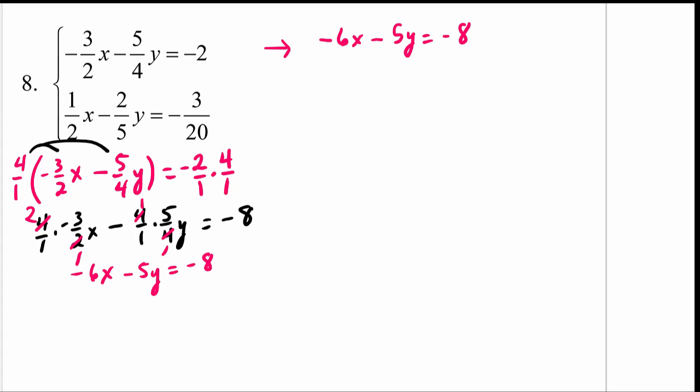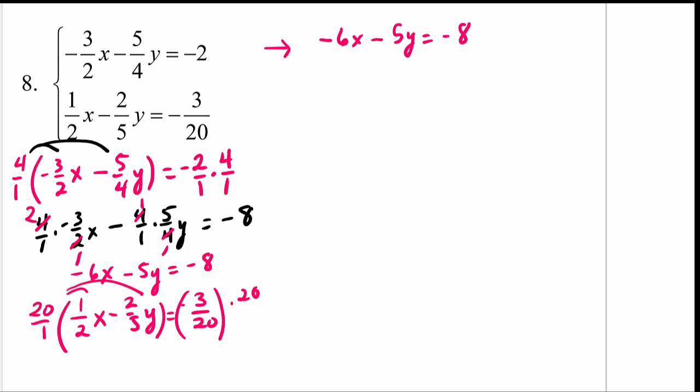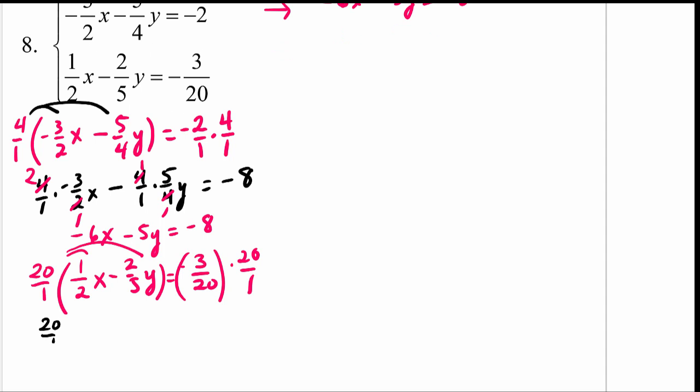Okay, we're going to clear the second equation, and there you can see that the 20 is going to be our least common denominator. So we're going to multiply by 20 over 1 so that we can clear those fractions. And I'm going to distribute everywhere, including this side. Okay, 20 over 1 times 1/2 x minus 20 over 1 times 2/5 y equals negative 3. I'm going to go ahead and reduce those here.